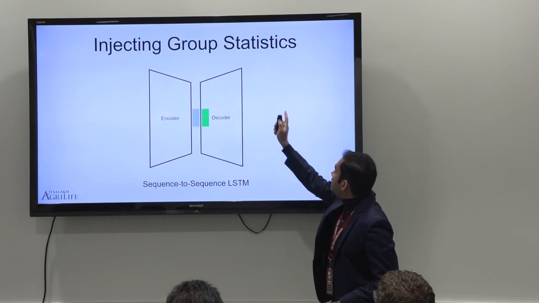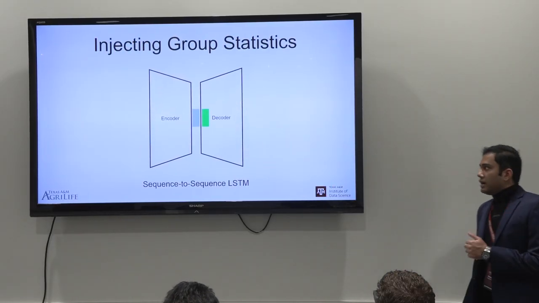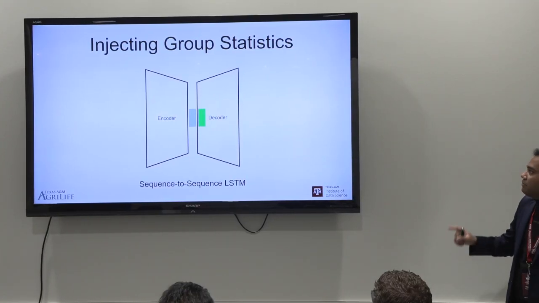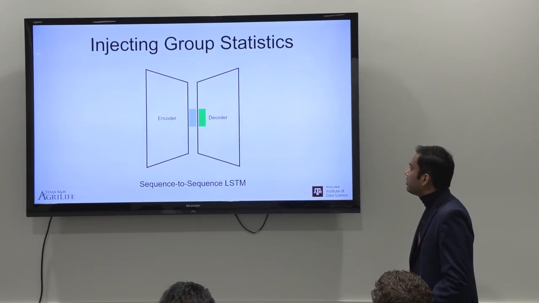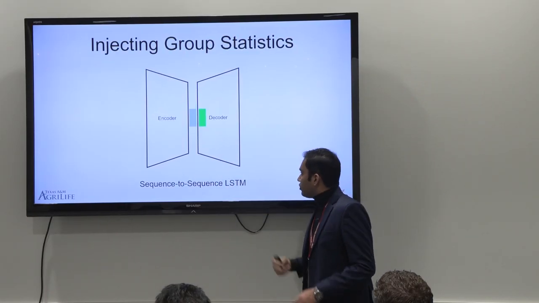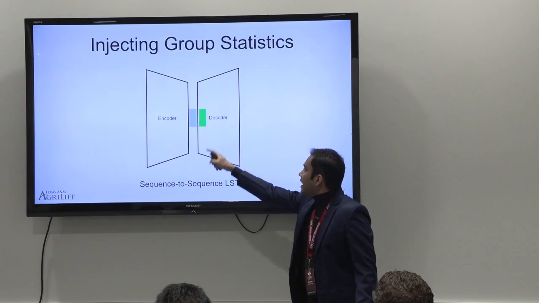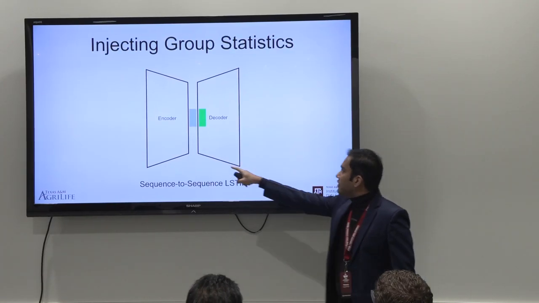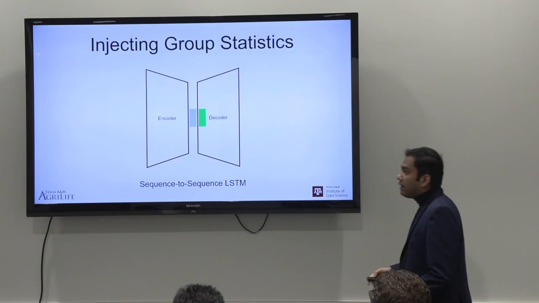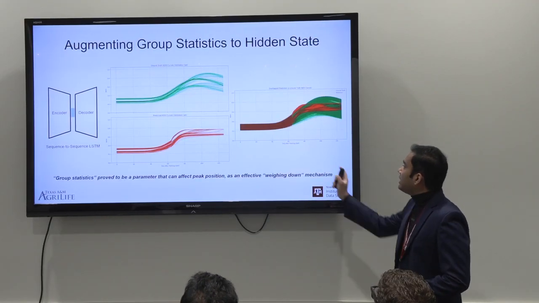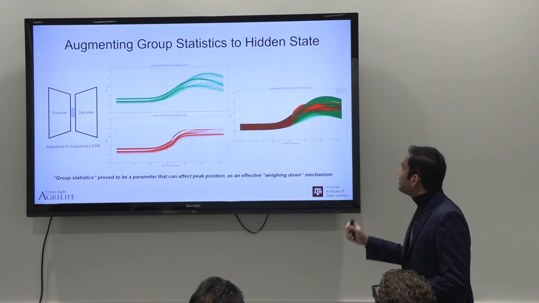Injecting group statistics. As I told you, group statistics are important, and we have to inject them in different places. We have different options. We can inject them after the encoder has processed its data, so we can append them to the hidden state, or we can add them as inputs to the first layers of the decoder. We'll see both cases and what works and what doesn't. Let's start with appending to the hidden state.